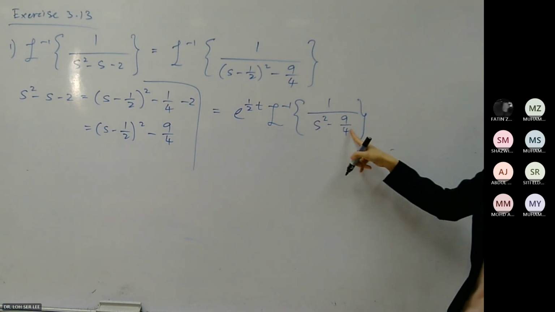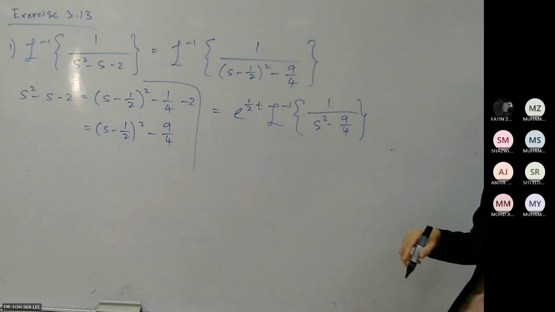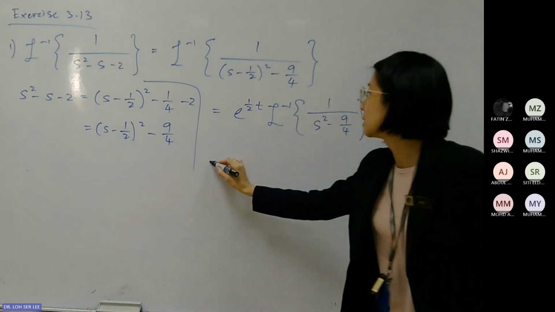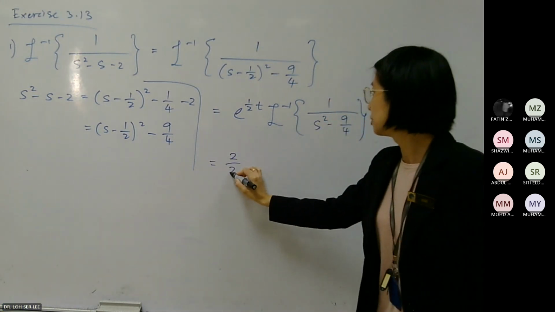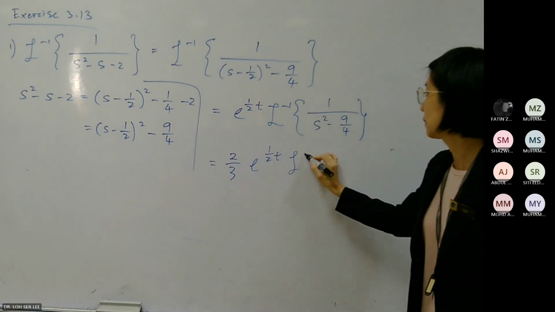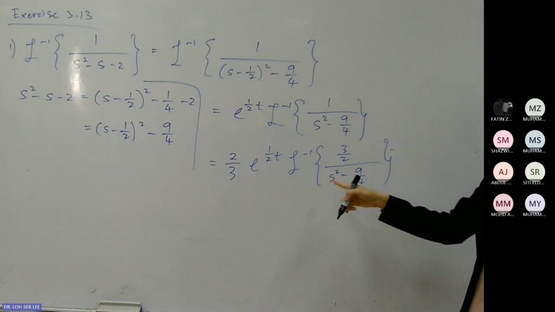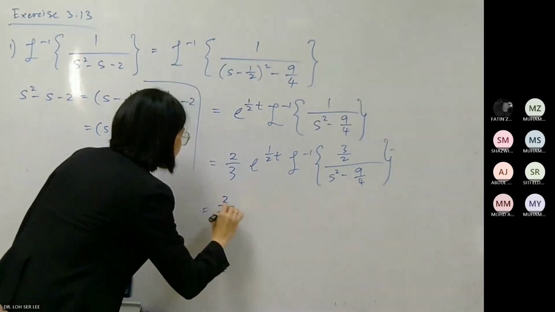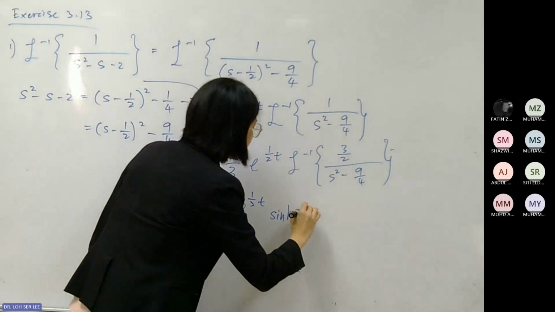So what is your a here? You need a 3/2 here. So when you multiply a 3/2 here, here will be 2/3. So 3/2 over s squared minus 9/4. So this is hypersine, hypersine 3/2 t.